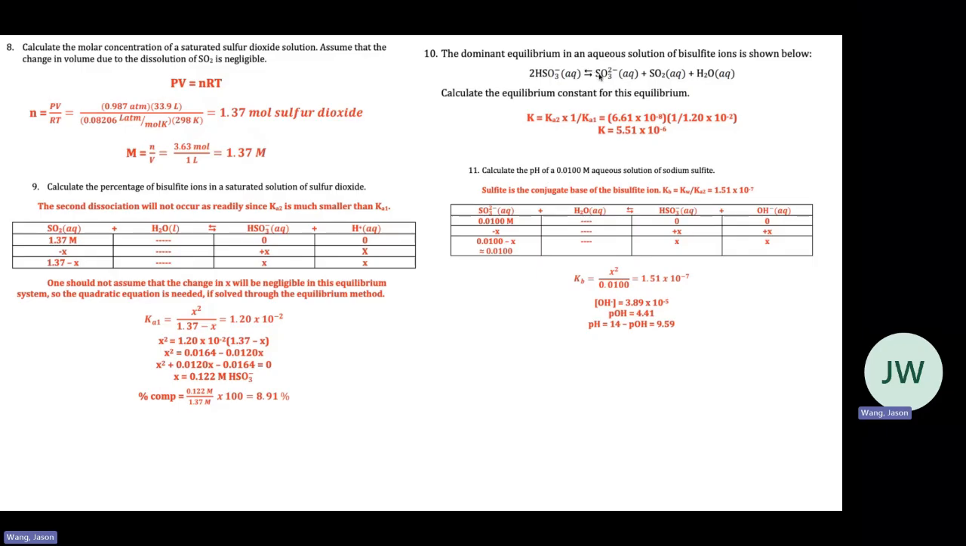Again, was this explicitly mentioned on the content guide? No, but it relates to equilibrium, right? And it's all about equilibrium this year. This year it's all about equilibrium and redox.